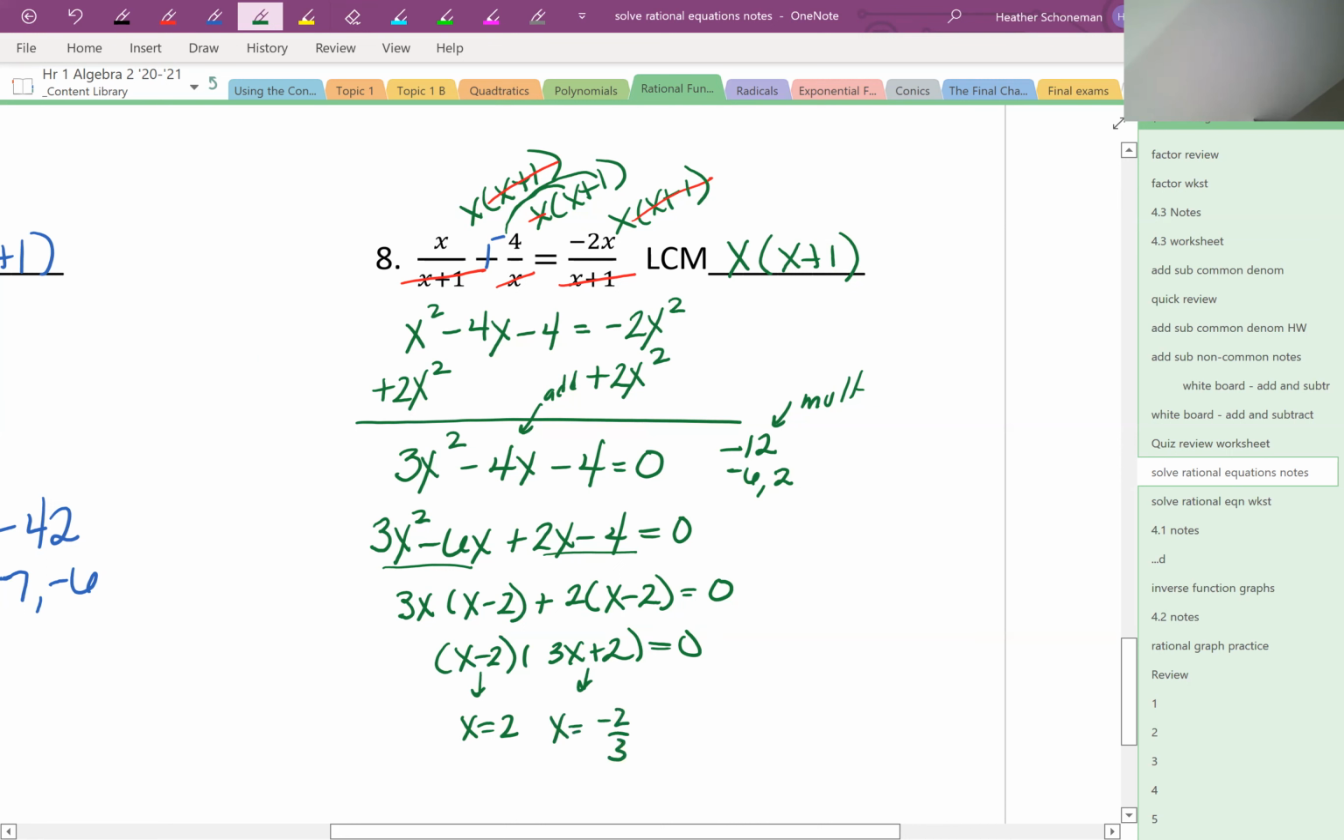Now, you don't technically have to do this in your head, but if you can do that, your life is going to be much easier because that skill is something you're going to have to do quite a bit. All right, now let's check. If I plug in 2, 2 plus 1 is 3, or for 2, that's not going to be an issue. Even negative 2/3 won't cause an issue. So both answers are good, and neither one is extraneous.